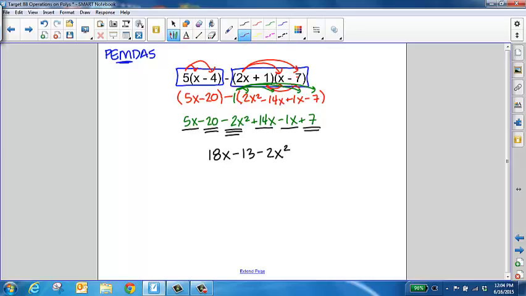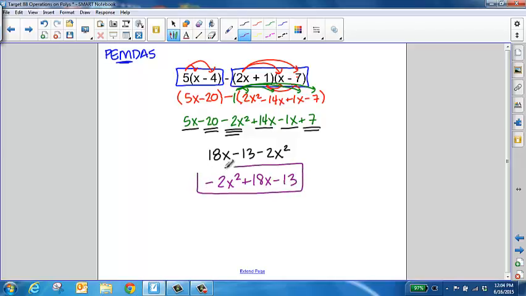Now, even though we have combined all of our like terms and we've simplified this down as far as we can go, there is still just one additional step. You always want to make sure that you're writing your polynomials in descending order. So we actually have to bring this negative 2x squared here to the front of our polynomial since it has the greatest exponent. So we're going to have negative 2x squared. Then next would be 18x. And then minus 13, like so.